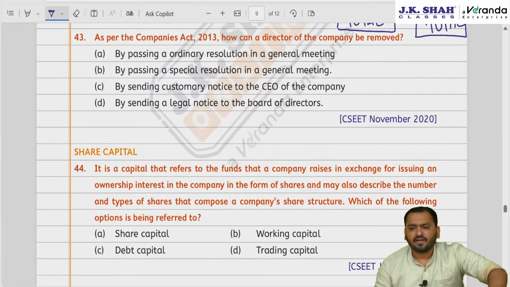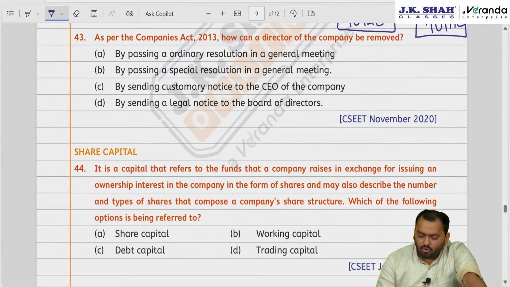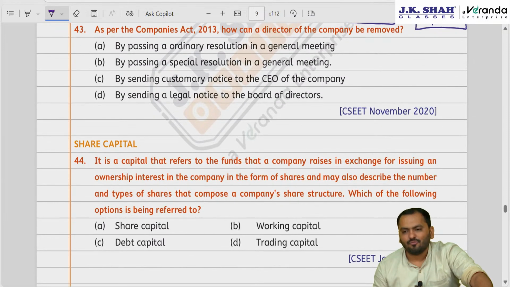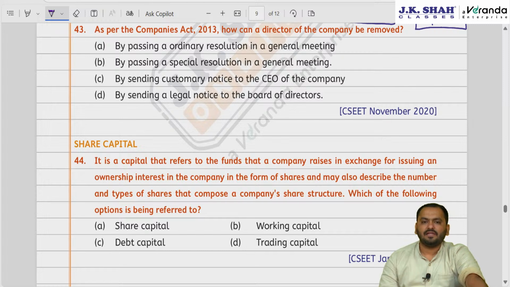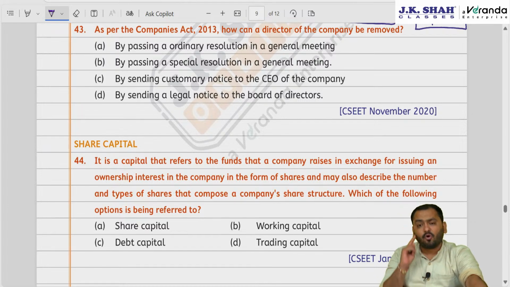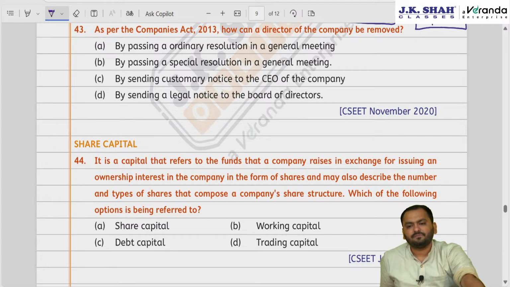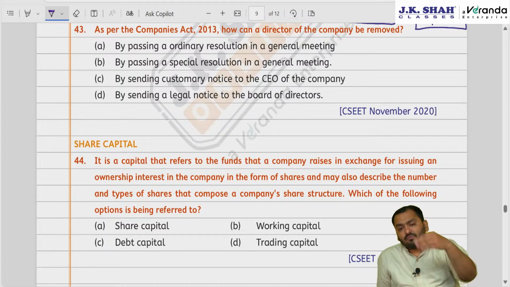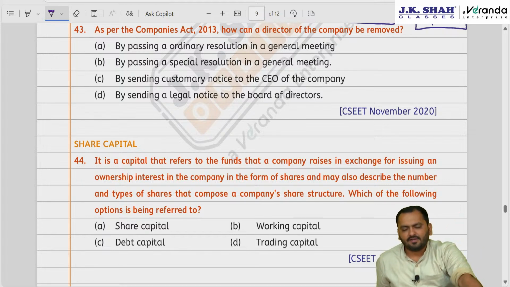As per Companies Act 2013, how can a director of company be removed? When we talk about removal of director, that means we are recollecting section number 169 of Companies Act 2013. You tell me, who can appoint a director of company? Obviously the members, correct? So who can remove a director of company? Again the answer is members.